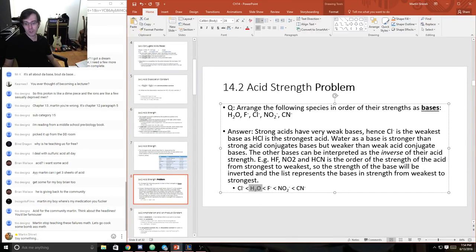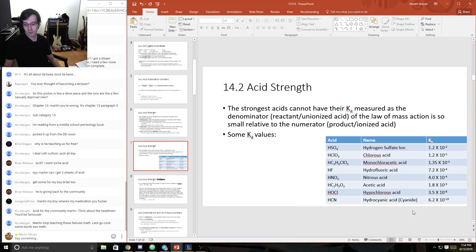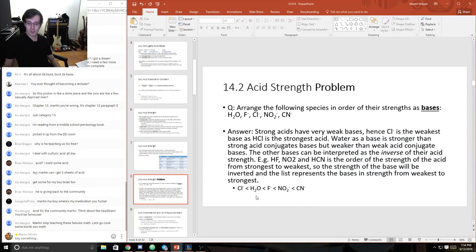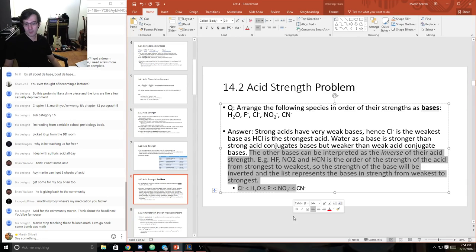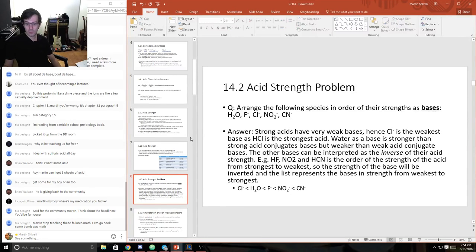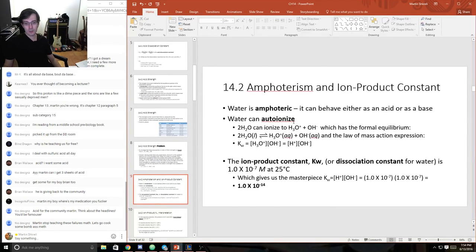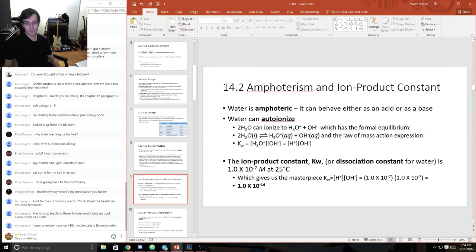In the inverse, we're going to have the weak acids, right? We'll have strong conjugate bases. So the strong conjugate bases will be here. So these are very strong bases. So that makes sense if you slow down and think about the idea of the inverse of the acid strength. So really weak acids will form really strong conjugate bases, and these are the bases. So here's the order. All right.